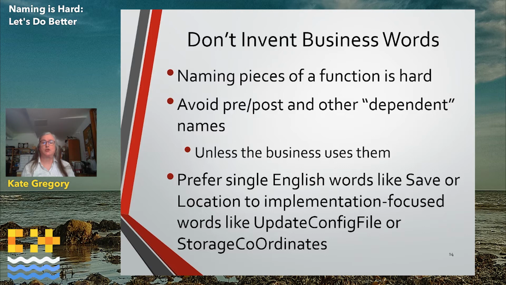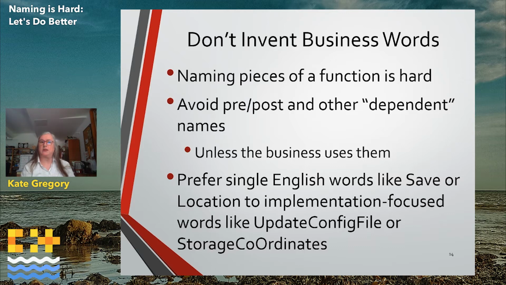Similarly, try not to leak your implementation out. A, because you might change it, and B, because no one cares. Right? Update config file. That's partial sort copy. That's you saying how you do it. Maybe later it's going to be in the cloud somewhere. Once upon a time, maybe it used to be in the registry.